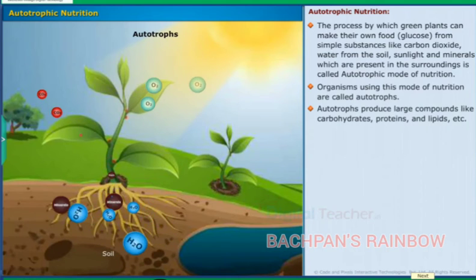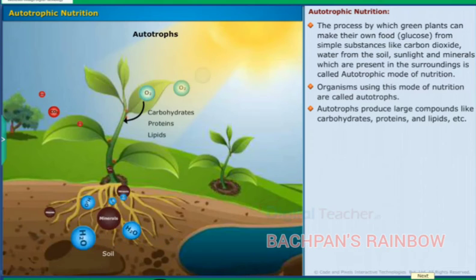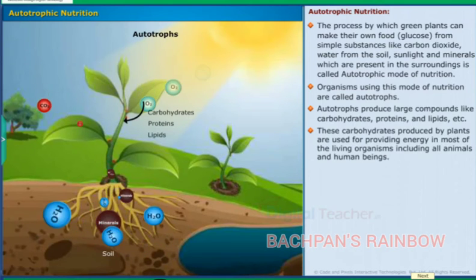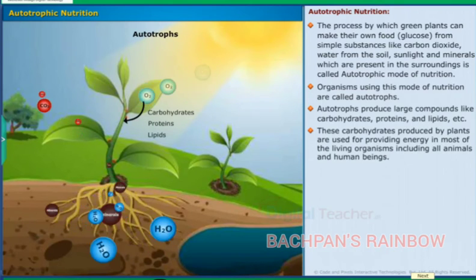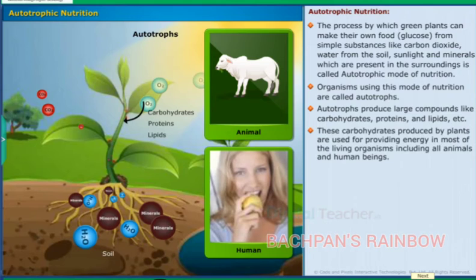Autotrophs produce large compounds like carbohydrates, proteins, and lipids, etc. These carbohydrates produced by plants are used for providing energy in most of the living organisms, including all animals and human beings. Everything we eat comes from the plants either directly or indirectly.